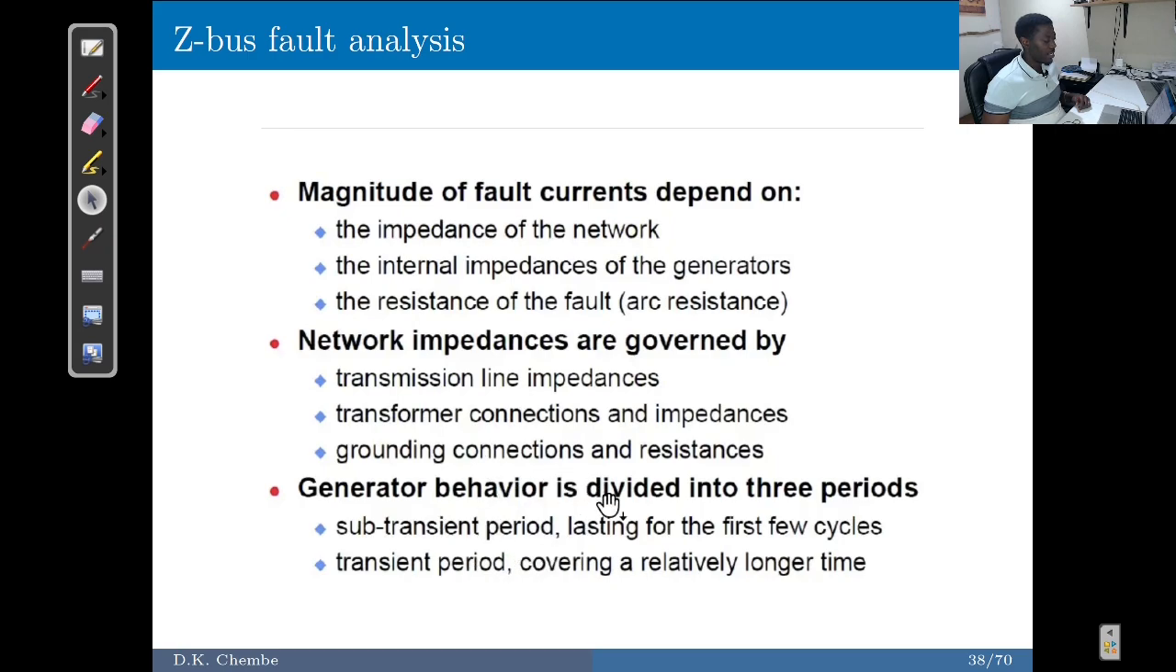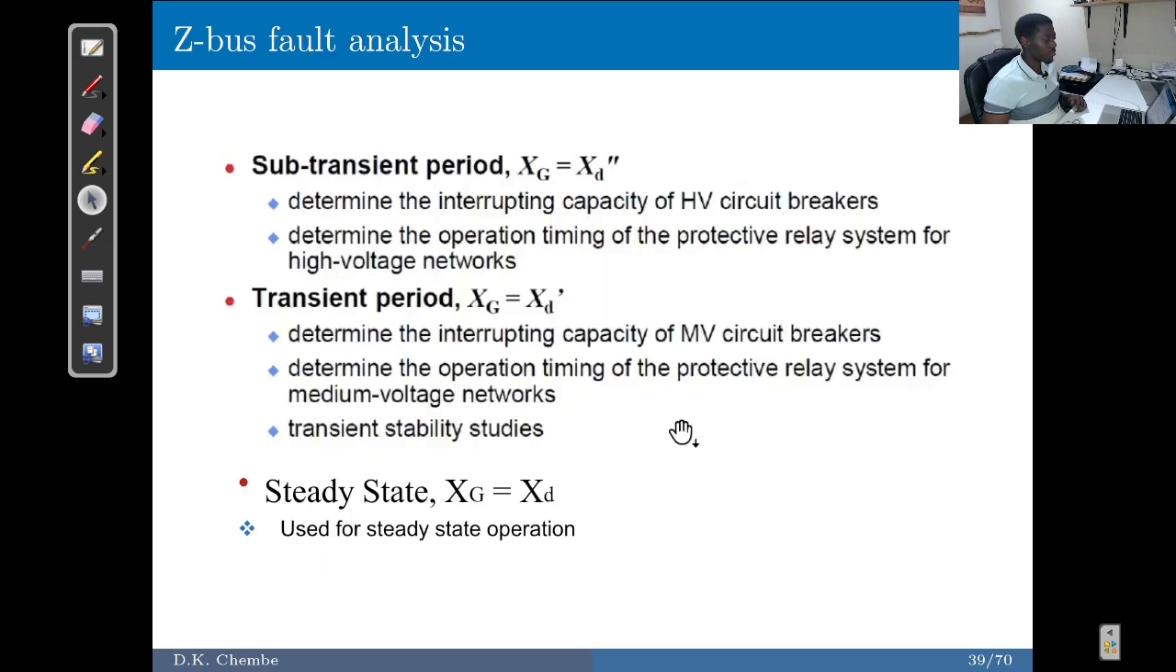And then the general behavior is divided into three periods. You've got the sub-transient period and you've got the transient period. The sub-transient period is for a few cycles and doesn't last long, but the transient period lasts a relatively longer time, and then you have the steady state as the third period under consideration.